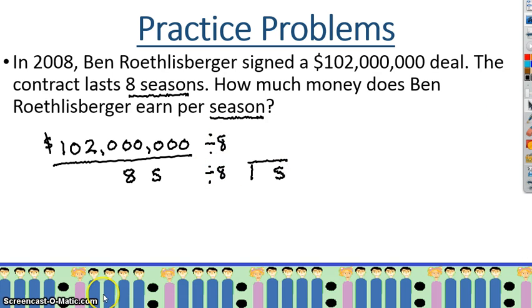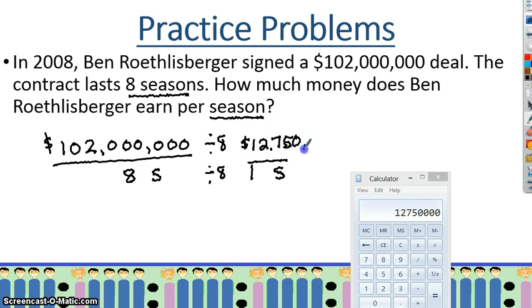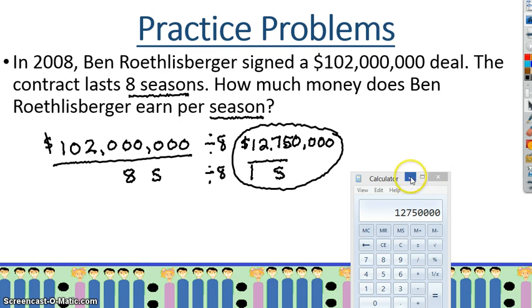So if we pull our calculator up and we divide $102 million and we divide that by 8, we get $12,750,000 for every season of football that Ben Roethlisberger plays. We've reduced the ratio to look at a smaller amount of time, 1 season, instead of 8.